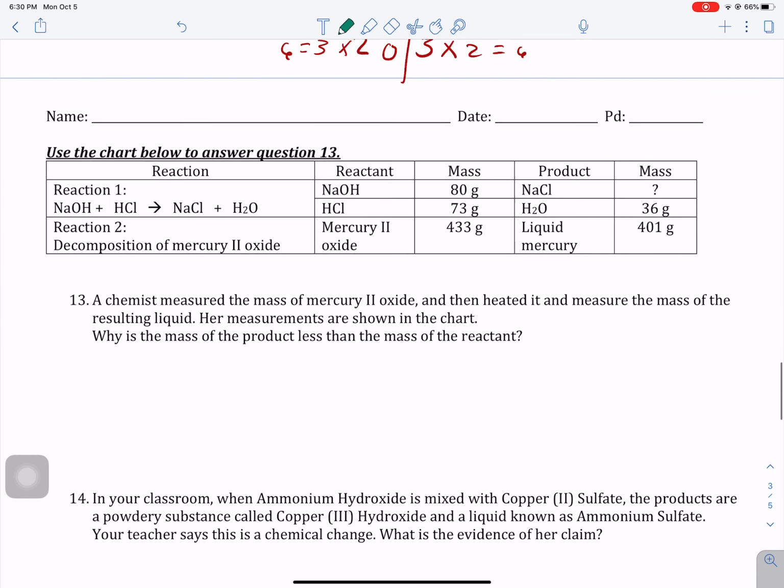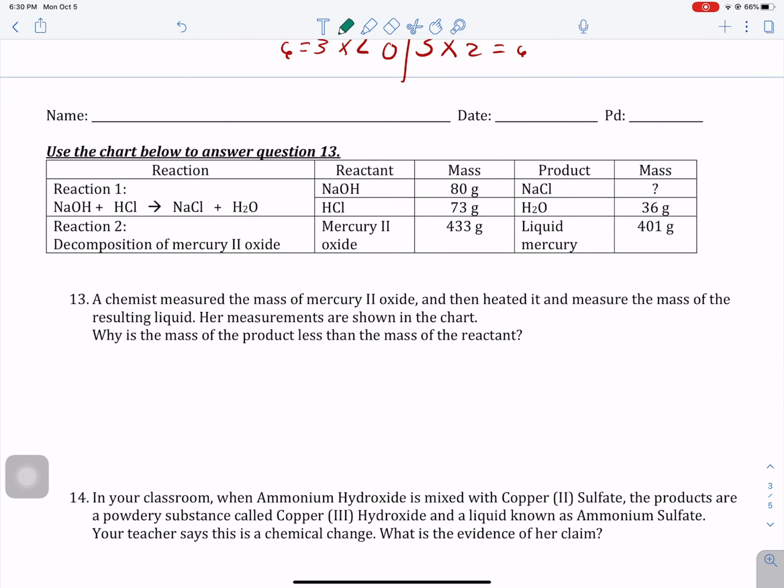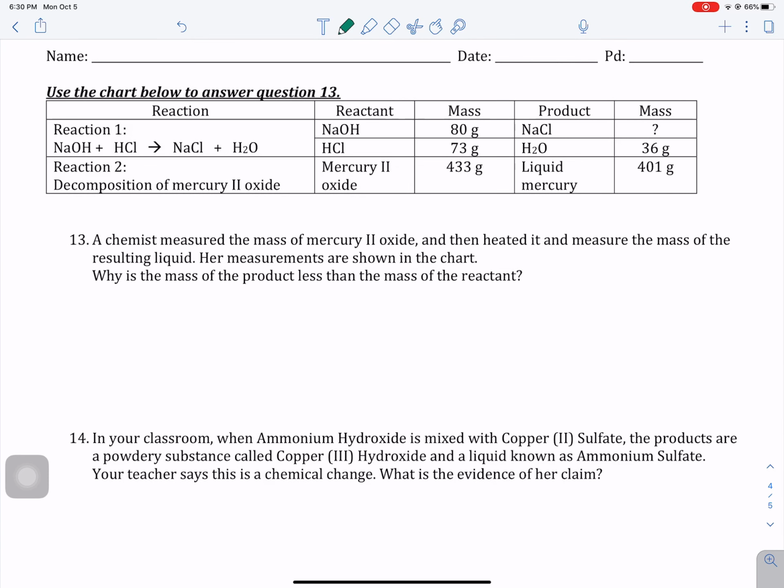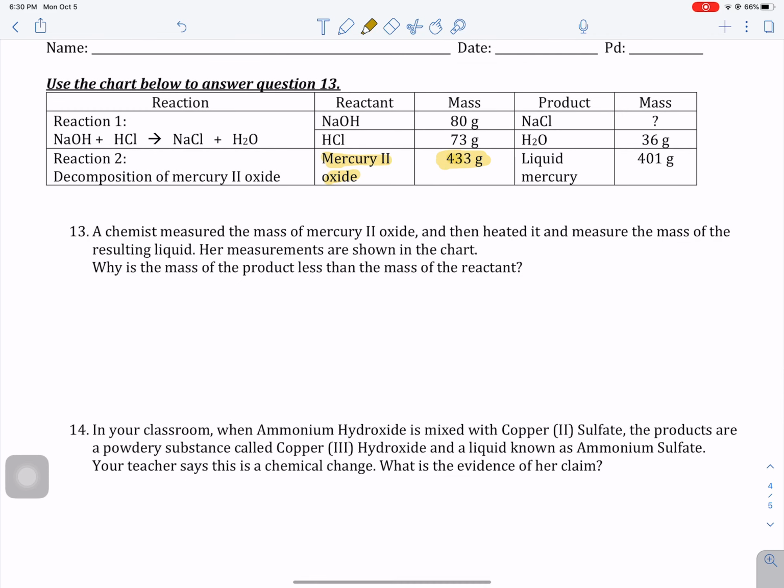Okay. So the next question, number 13. A chemist measured the mass of mercury 2 oxide, and then heated it and measured the mass of the resulting liquid. Her measurements are shown in the chart. So we're looking at mercury 2 oxide. We started with this. Why is the mass of the product less than the mass of the reactant? So she says she heated it, right? So we're trying to figure out, why did it start here and end with this? Why did it get smaller?